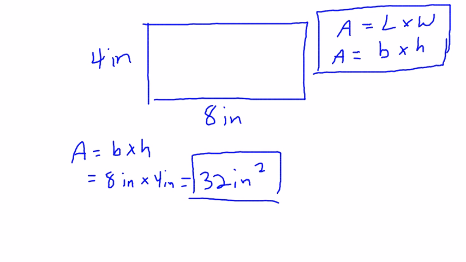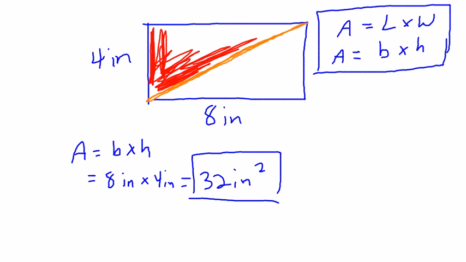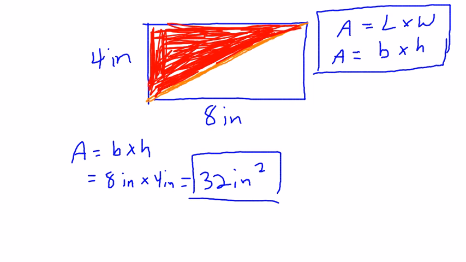Now, what if I were to cut this rectangle in half along its diagonal, like so? And I were to ask you, what is the area of one of the triangles formed when I cut this rectangle in half? So what is the area of this triangle that I'm currently shading in? Now you might be thinking to yourself that, well, since all I did was cut the rectangle in half, the area of this triangle must be exactly half the area of the rectangle. And you would be exactly correct.